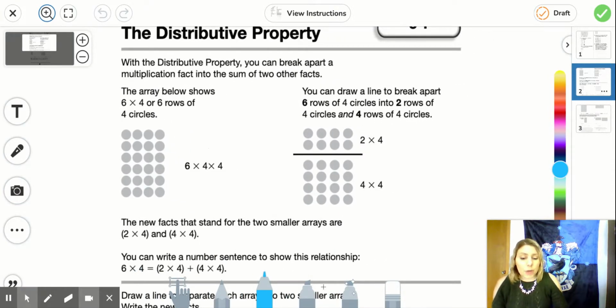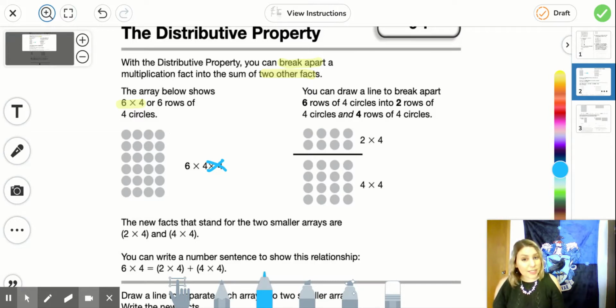The distributive property you'll also hear called the break apart property. You're breaking apart a multiplication fact into the sum of 2 other facts. So for example, right here it shows 6 times 4. I don't know why it has 6 times 4 times 4. I think that's a typo. So this shows 6 times 4. There are 1, 2, 3, 4, 5, 6 rows. And in each of those 6 rows, there are 1, 2, 3, 4 circles.